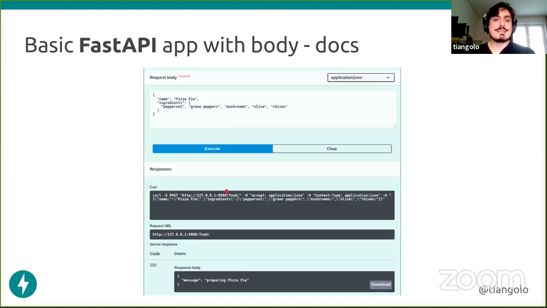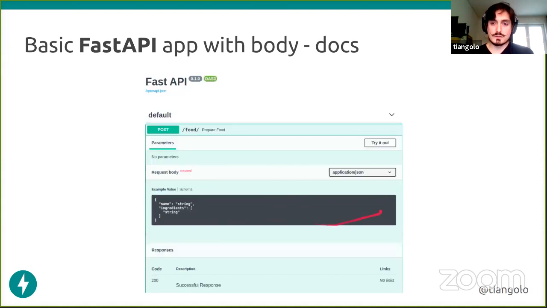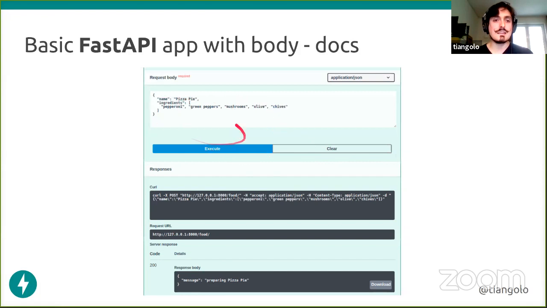Now let's say that we actually want to try that. If I go back to the previous view and click this button to try it out, I can actually send a request from this user interface that I'm seeing in the web UI. This is one food that I'm going to ask for. The name is going to be pizza pie. The ingredients are going to be pepperoni and green peppers, mushroom, olive, chives. And then this is going to be sent. If I click execute, this is going to be sent to the API.